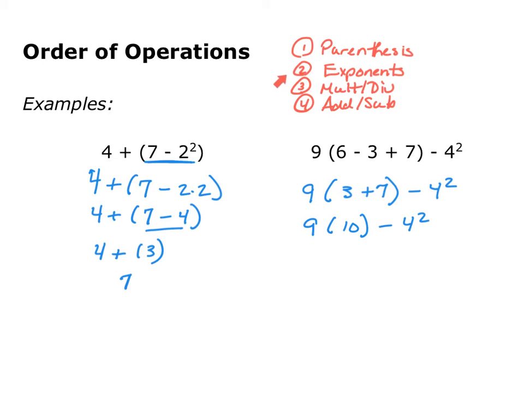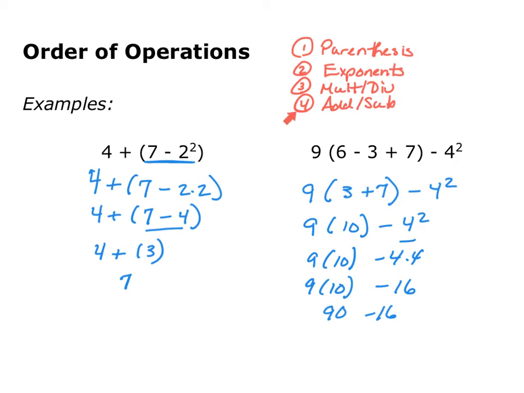So the next step is look for exponents. So I'm going to do 4 to the power of 2 next. So I do 4 to the power of 2, which is 4 times 4. And 4 times 4 is 16. Next comes multiplication and division. So I'm going to multiply 9 times 10. 9 times 10 is 90 minus 16.